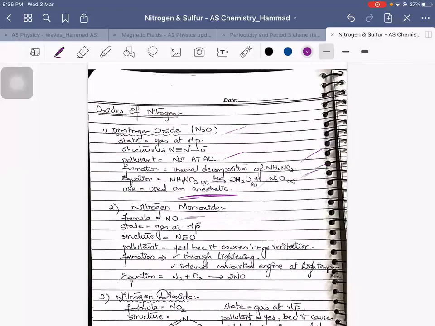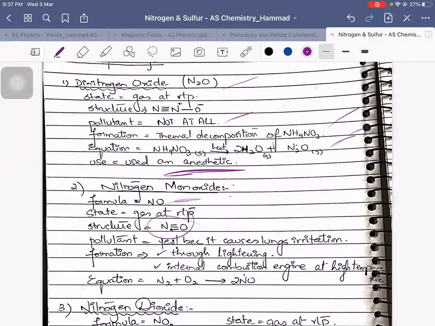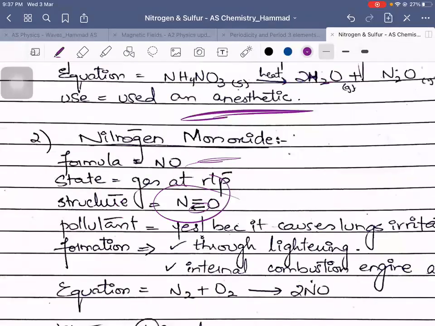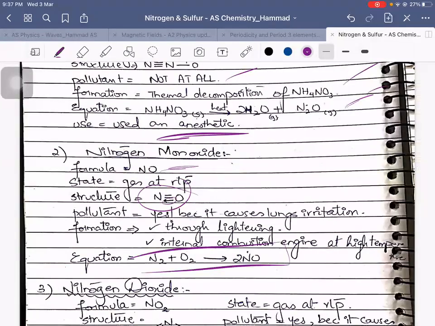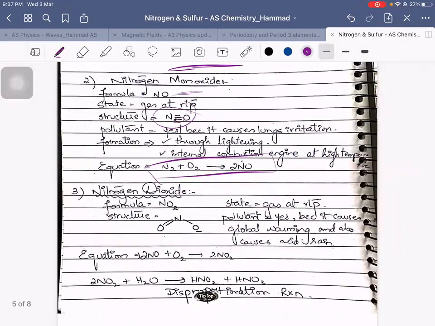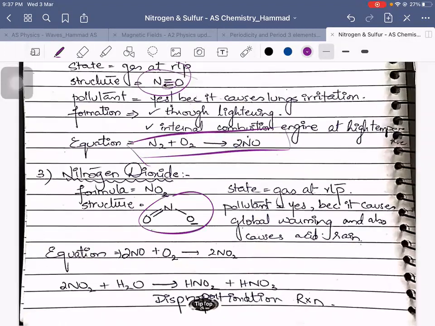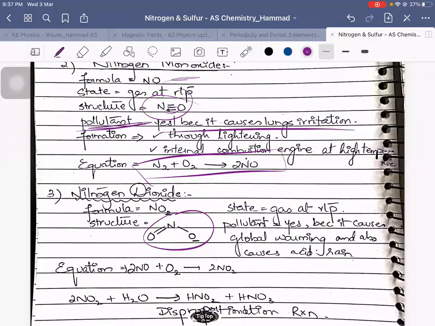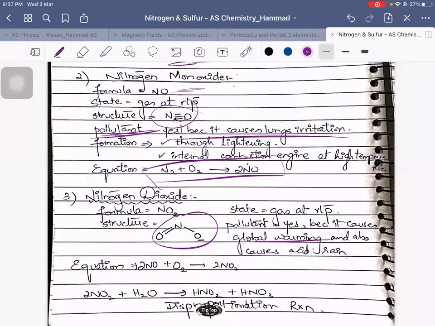Nitrogen monoxide, its structure is somewhat like this. By the way, oxygen forms a dative bond. Equation is important. Right, and nitrogen dioxide has a charged resonance. By the way, nitrogen monoxide, it is a pollutant as well because it causes lung irritation. NO2 is a pollutant because it causes global warming.